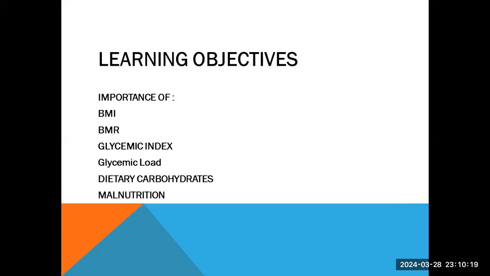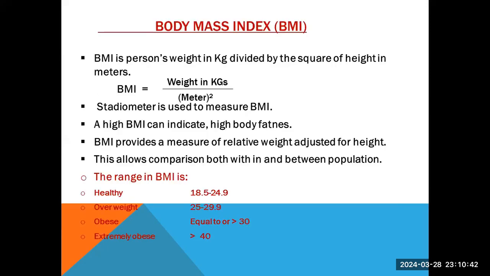Our today's learning objectives are BMI, body mass index, BMR, basal metabolic rate, glycemic index, glycemic load, dietary carbohydrates, and malnutrition. These are the topics that we will be discussing in the next few minutes. So let's start with body mass index that we have already done a little bit in the last lecture.